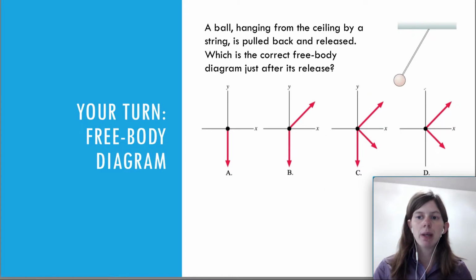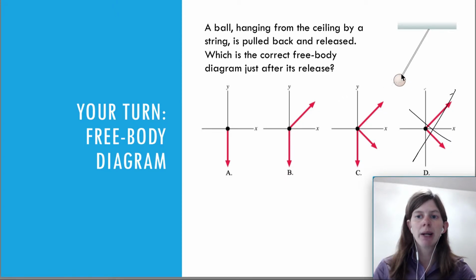The last thing here I have is a Your Turn and then an example. So in this Your Turn, we have a ball hanging from the ceiling by a string that is pulled back and released. Which is the correct free body diagram just after its release? So we're just getting practice drawing free body diagrams. We've learned about weight, tension, and normal force, so let's see if any of these forces apply in this picture. Whenever there's an object, there's always a weight going straight down. So choice D is not good because there's nothing going straight down. Whenever there's a string, there's a tension pointing along the direction of the string away from the object.